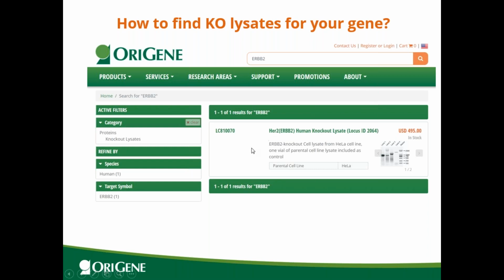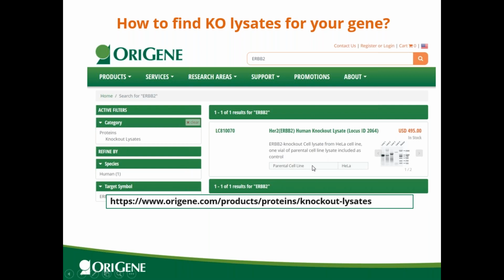Another way to search the knockout lysate is using our in-category search box. Here I list the URL for the knockout lysate product page. We have a lot of information on that page too, and we also have the mini search box on this page. So you can put the ERBB2 name here to do an in-category search from this same product.